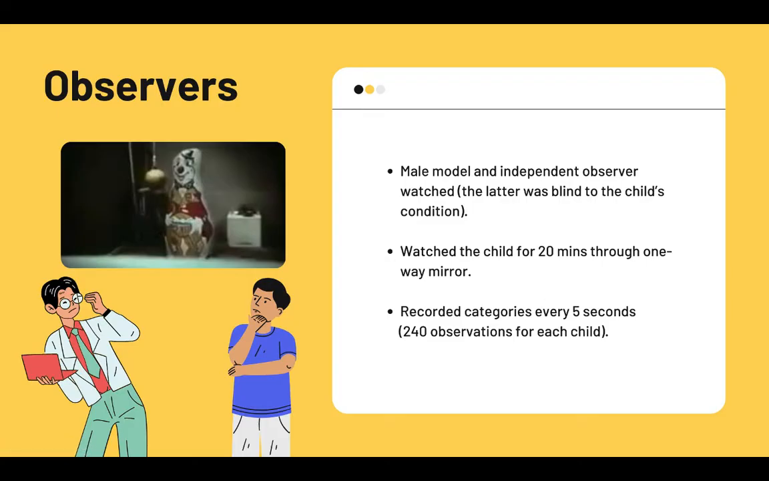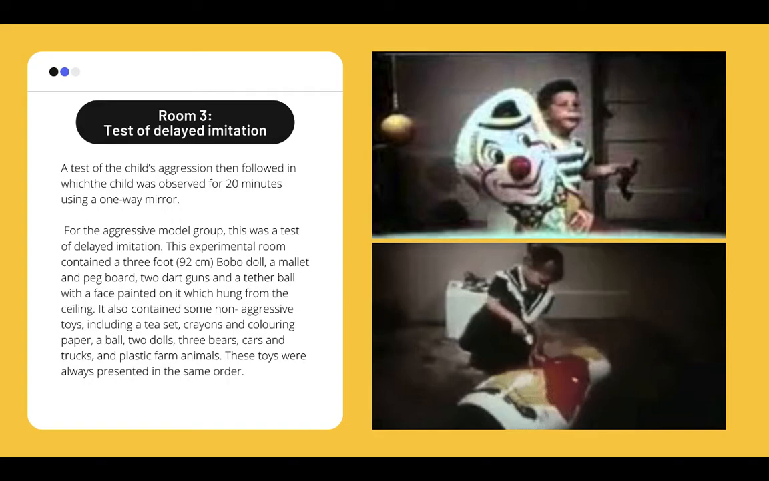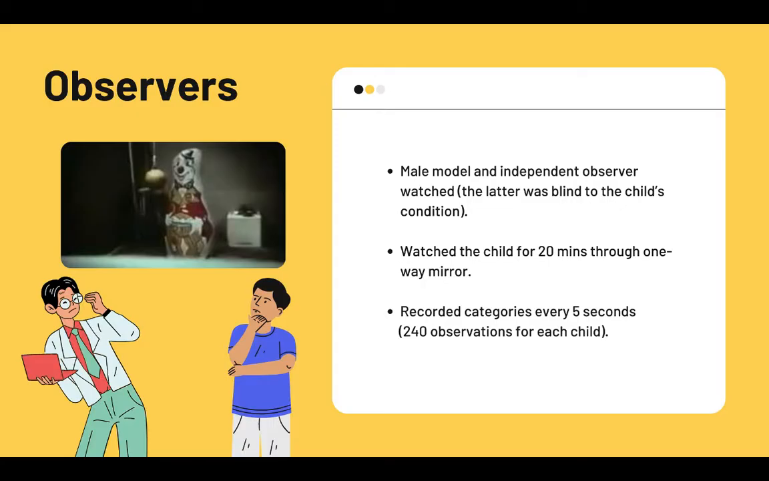Yay. So who observed them? They were observed using a one-way mirror for 20 minutes, but by who? Obviously, there were 2 people. Why were there 2 people? To achieve inter-rater reliability. Yes, good. Okay, so who observed them?